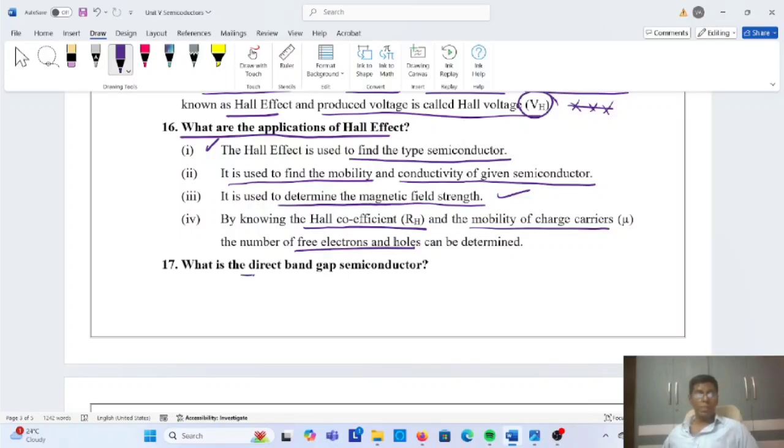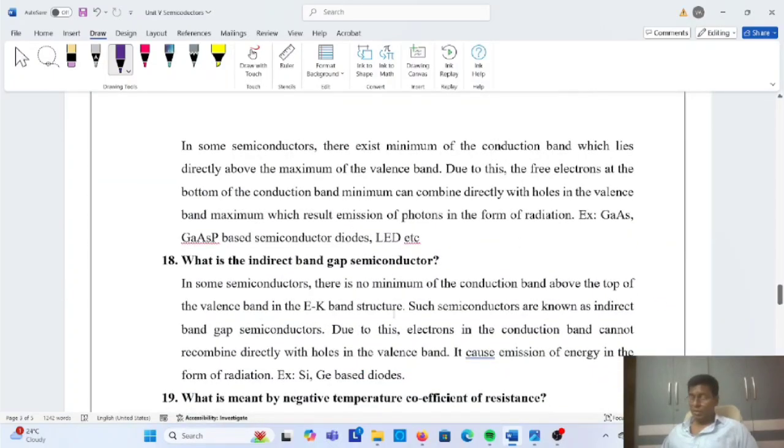Now the another question is direct band gap and indirect band gap semiconductor. It is also important for the exam. Okay. Now what is a direct band gap semiconductor? In some semiconductors, there exists a minimum of the conduction band which lies exactly above the maximum of the valence band. Wherever this occurs, such a type of semiconductor is called a direct band gap semiconductor.